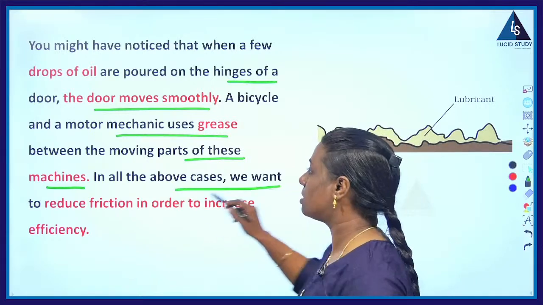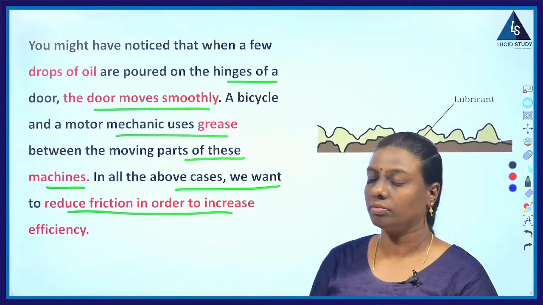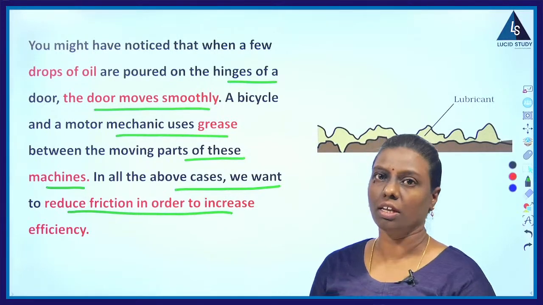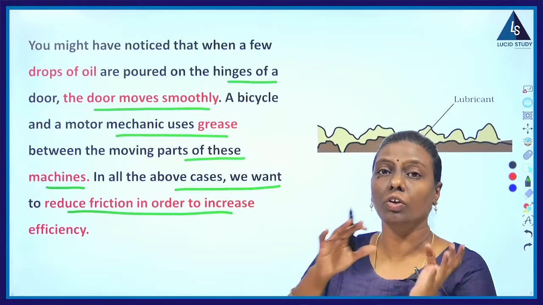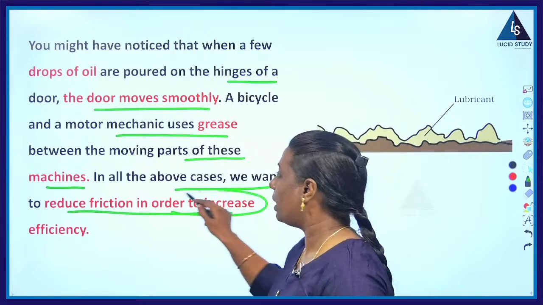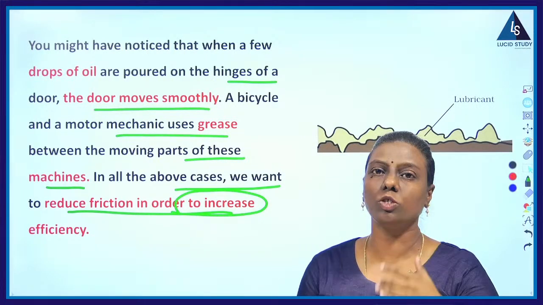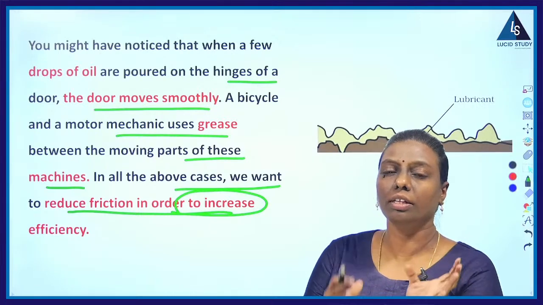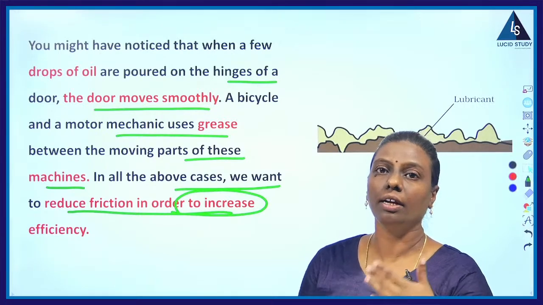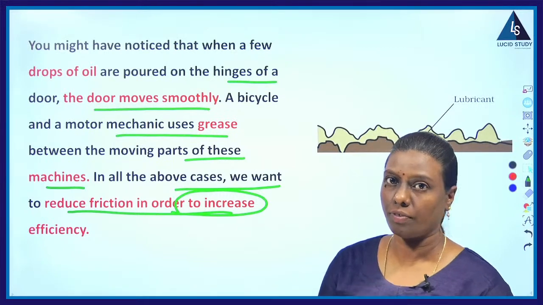In all the above cases, we want to reduce the friction in order to increase efficiency. Whatever we have observed, we are going to reduce the friction and increase the efficiency of the objects. When machines are moving, there will be loss of energy. To increase efficiency, you have to reduce the friction.